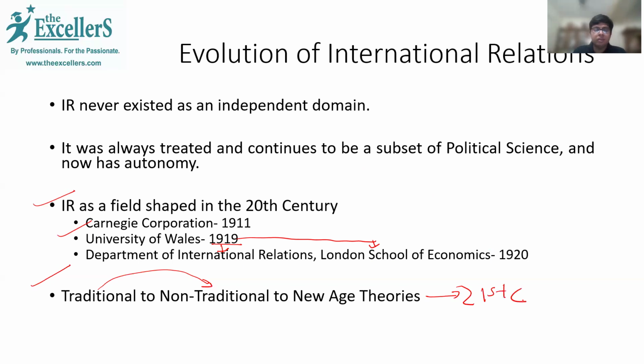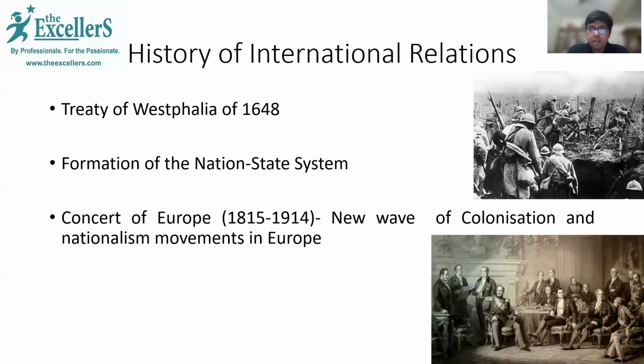Okay. Now let us look at international relations from a historic point of view. So how did international relations emerge in the past 500 years? Everything begins in 1648 through the Treaty of Westphalia. This is a treaty that everyone should remember, whether you are in political science, law, international relations, or any social science subject, history also.